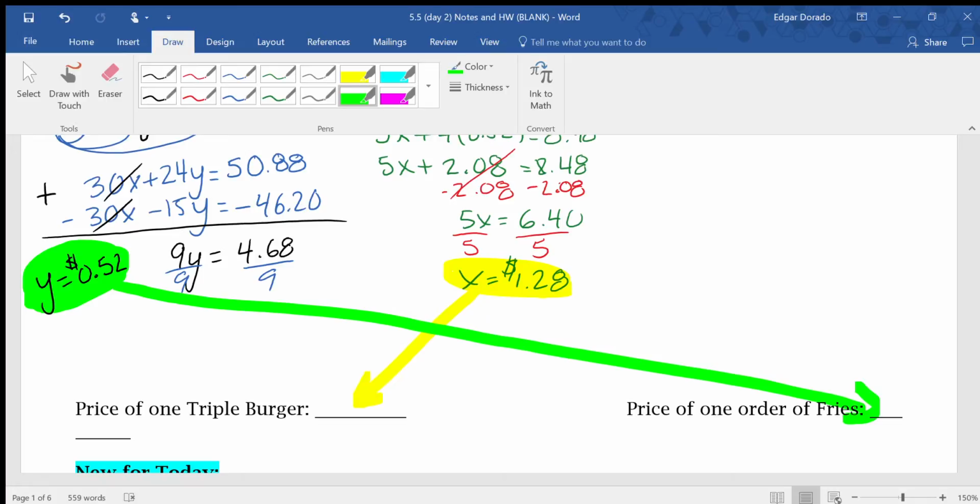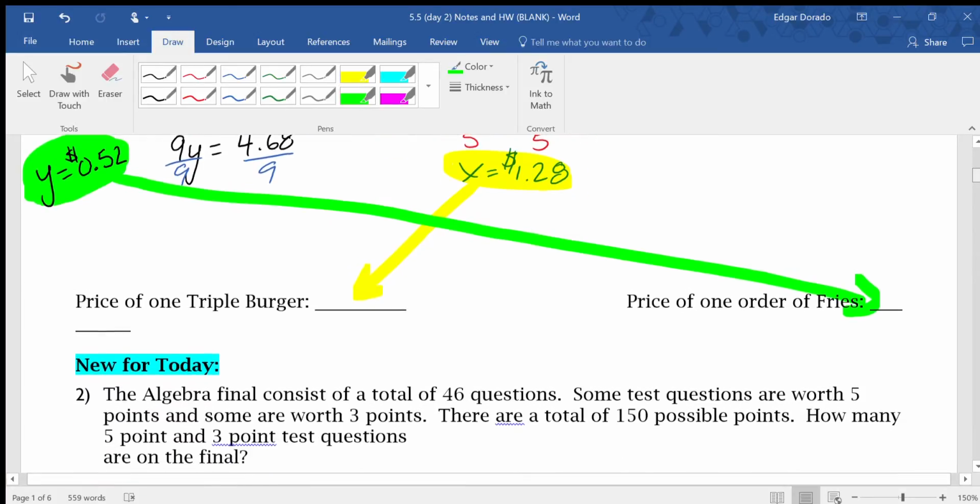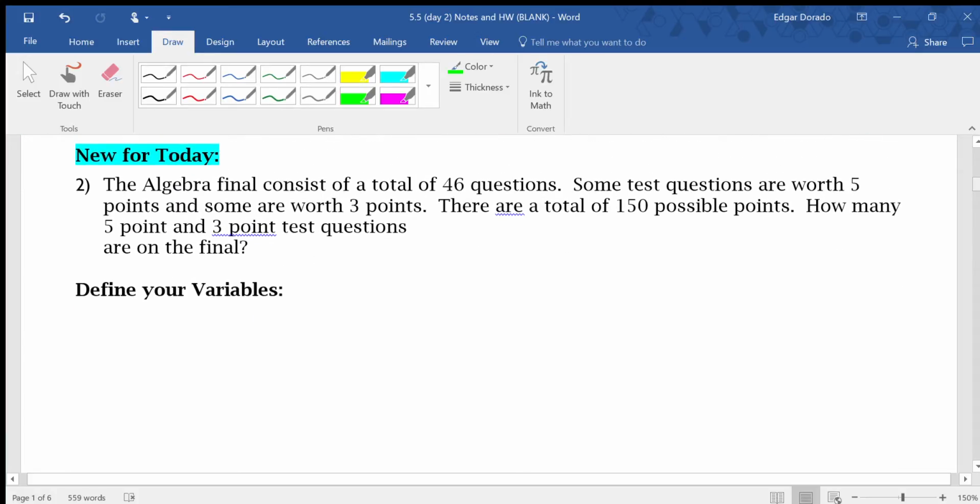Okay, so that was essentially a review of yesterday. It was actually a little bit more in depth than yesterday because we had to multiply both equations, when usually we just have to multiply one. But it's okay, we have different scenarios for different things.